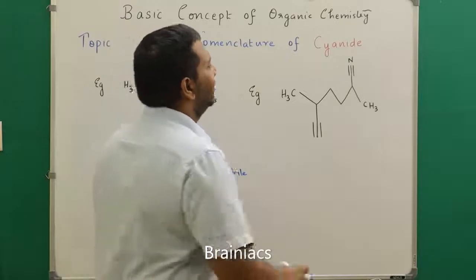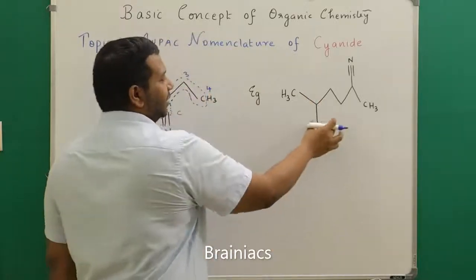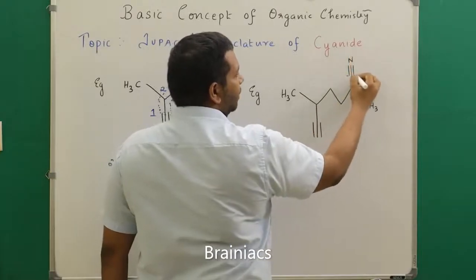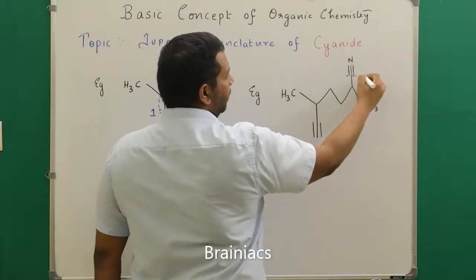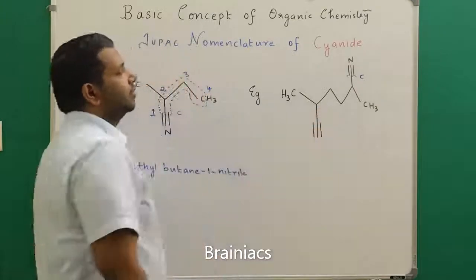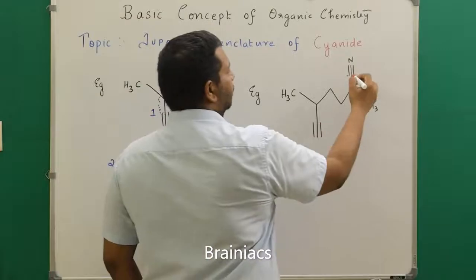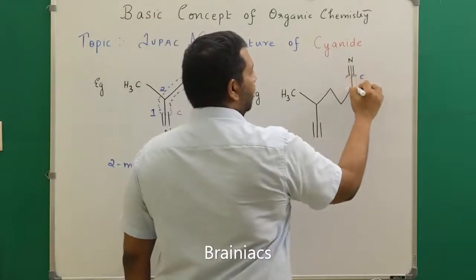Here this will create a little bit of confusion because there are 2 triple bonds. Please understand that this is nitrogen and this is carbon. Correct? So this is the functional group here, and this is the triple bond here. Now I should choose the parent carbon chain. I know that this is the functional group, so this should be part of the parent carbon.